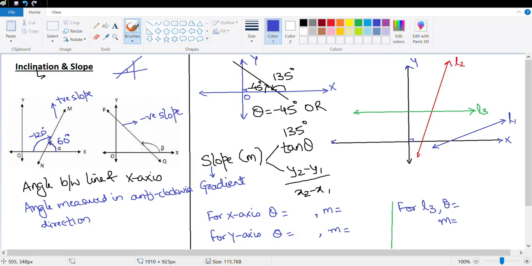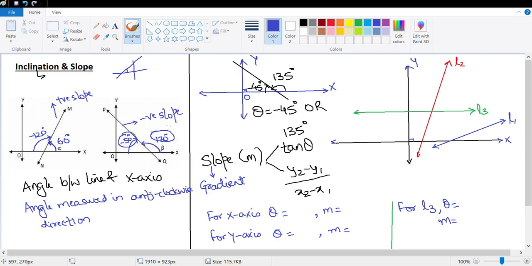Let's look at the second line here. Now when I'm measuring, this is beta. Now let's say this beta is 130 degree. So my inclination is either positive 130 degree, or if I measure it in the clockwise direction, then it is negative 50 degree, because 130 and 50 make 180, as this is a linear pair. So the inclination is either negative 50 degree or plus 130 degree.